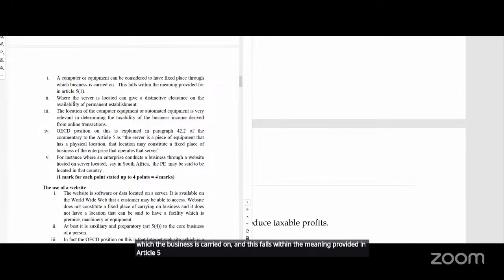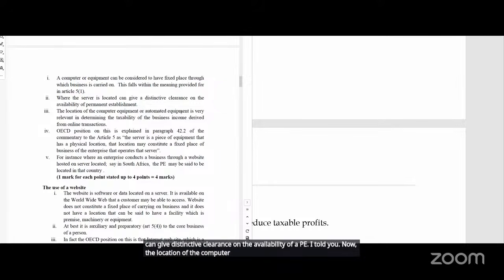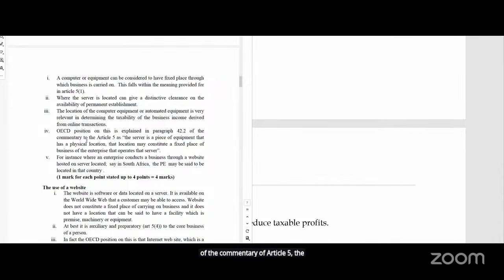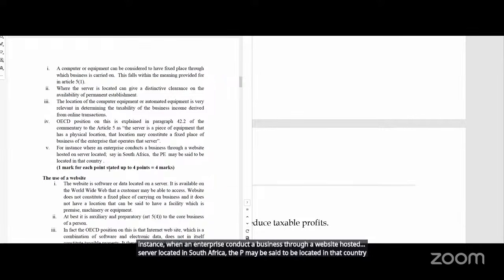Do you remember? Now, where the server is located can give distinctive clearance on the availability of a PE. I told you. The location of the computer equipment or automated equipment is very relevant in determining the taxability of the business income derived from the online transaction. The OECD position on this is explained in paragraph 42.2 of the commentary on Article 5. The server is a piece of equipment that has a physical location. You remember I told you that that location may constitute a fixed place of business of the enterprise that operates that server. For instance, when an enterprise conducts a business through a website hosted on a server located in South Africa, the PE may be said to be located in that country. Do you get the idea?